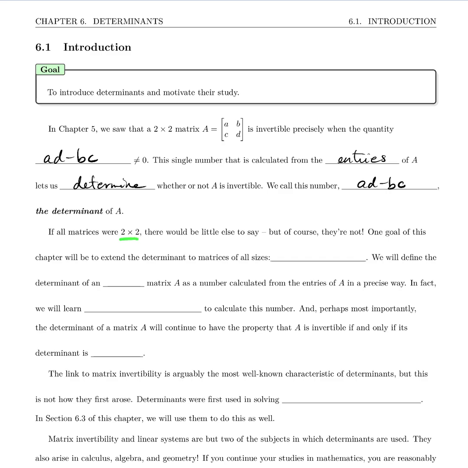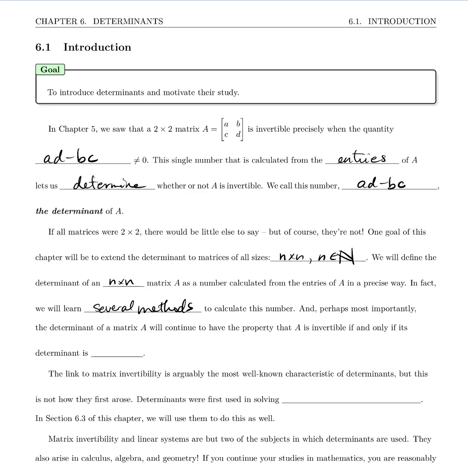If all matrices were 2 by 2, there'd be little else to say, but of course they're not. So the goal in this chapter is going to be to extend the determinant to matrices of all sizes. So n by n matrices for any natural number n. We're going to define the determinant of an n by n matrix A as a number calculated from the entries of A, like above, but in a precise way. In fact, we're going to learn several methods to calculate this number.